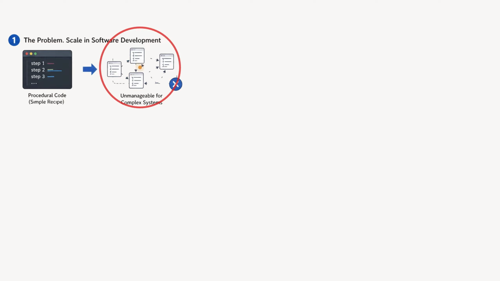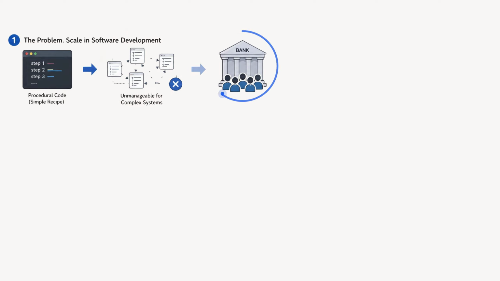The code becomes a tangled, unmanageable web of dependencies for complex systems. To put this in perspective, consider a banking application. If this bank has 10 million customers, you absolutely cannot write a unique, distinct set of instructions from scratch for every single person. It is physically impossible.